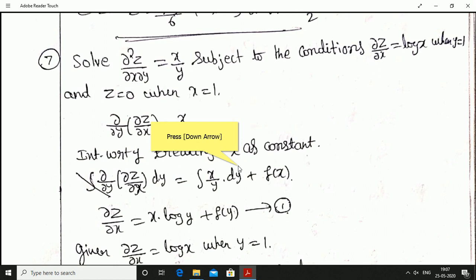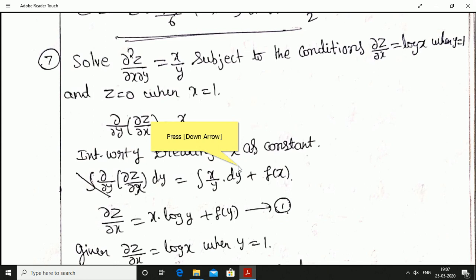Integral differential gets cancelled. In the left hand side, del z by del x is equal to x constant, 1 by y integration is log y plus, okay, constant of f of x. Here I have written f of y, actually it is f of x. Call it as equation 1.